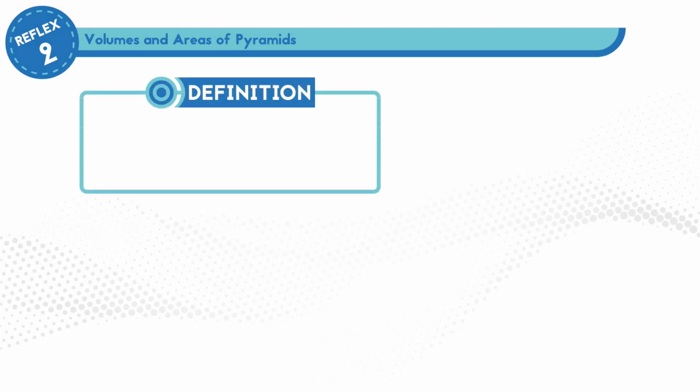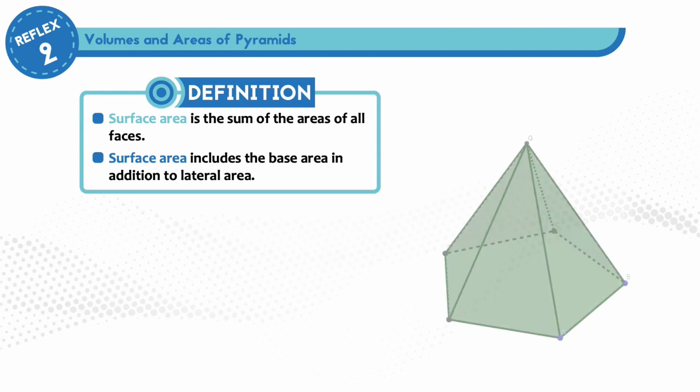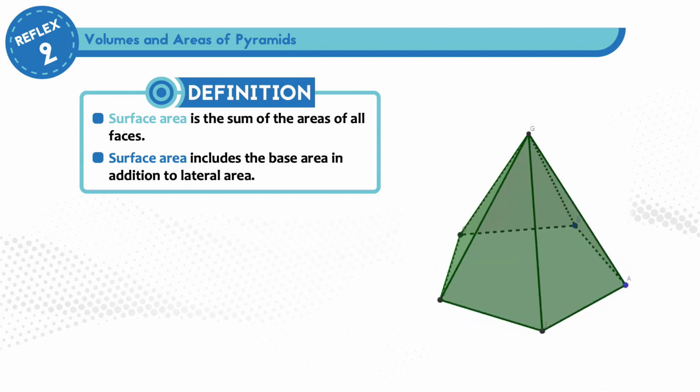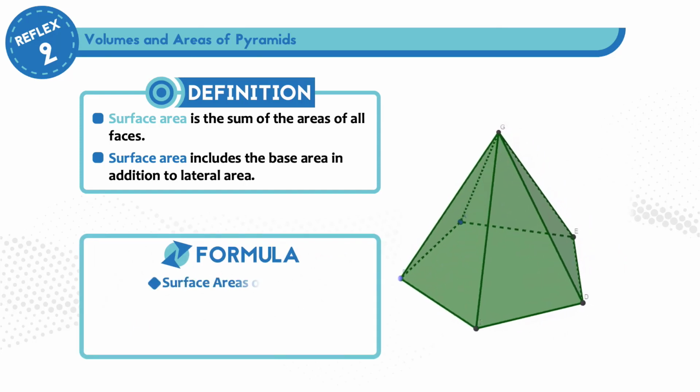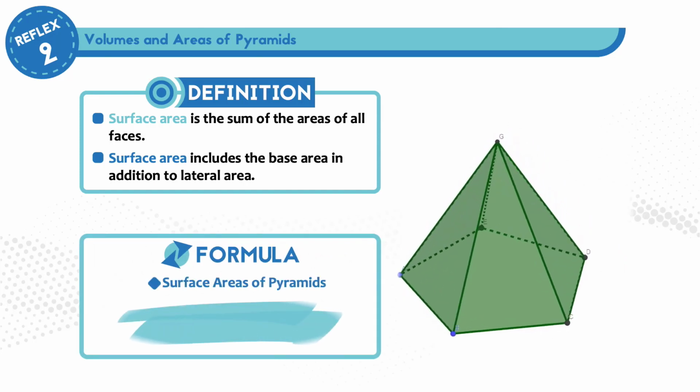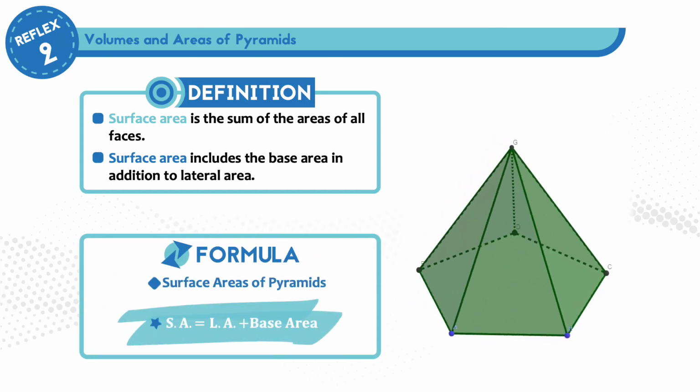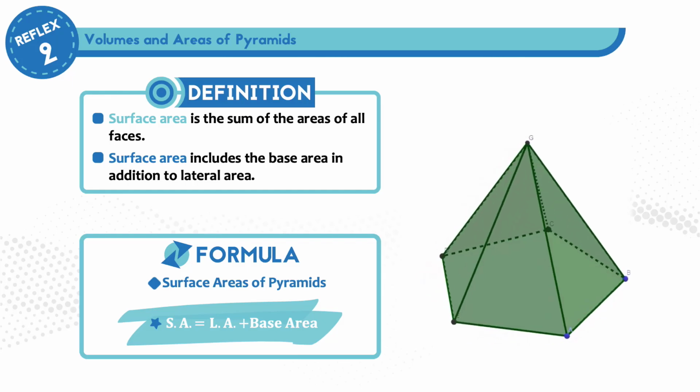And next up, surface area. Surface area is the sum of the areas of all faces, and surface area includes the base area in addition to the lateral area. So here's the formula for the surface areas of pyramids. It's equal to the lateral area plus the base area.